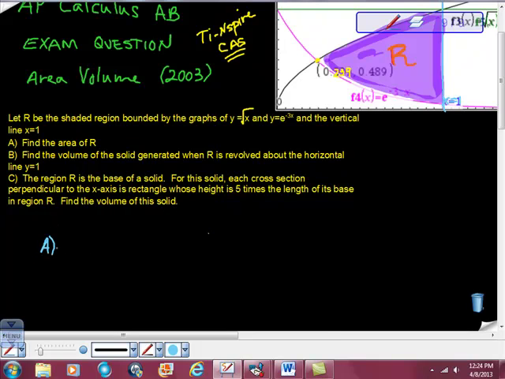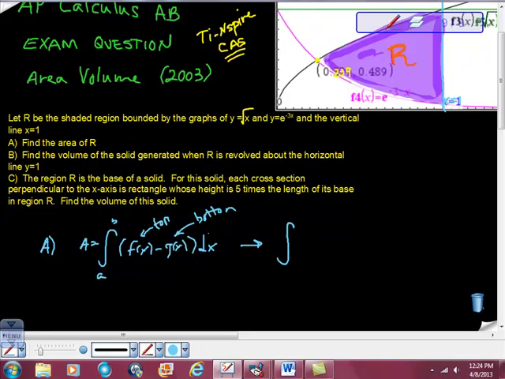So for part A, this is what your calculus should look like, I think. If you have time, if you feel like you're ahead, then you can say A is equal to the definite integral from a to b of f of x minus g of x dx. It's important that this is the top function and this is the bottom function. This square root function is on top of this function the whole way through, isn't it? So that translated into the definite integral, and they said x is equal to 1, so that's my upper bound.